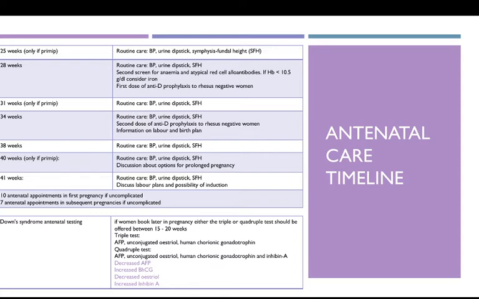So if you have a decreased AFP, increased beta HCG, a decreased estriol, and an increased inhibin A, those would indicate that the screen shows increased risk, or that there's a possibility that the fetus has Down syndrome. And so it would mean that you might want to consider a diagnostic test at this point.